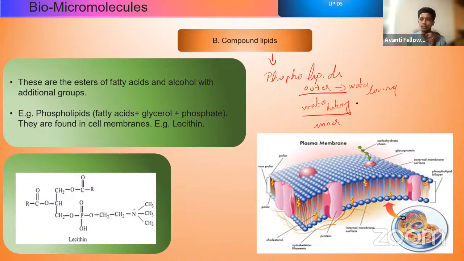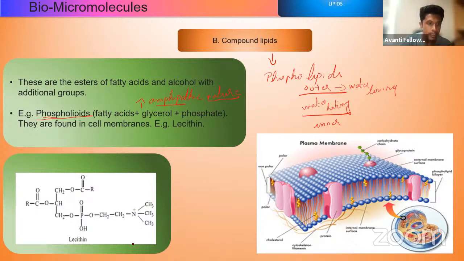In compound lipids, one of the important lipids are phospholipids, and phospholipids are quite important in our biological system because of their amphipathic nature. What is amphipathic nature? That means this particular lipid molecule behaves like an amphibian. That means it is both water loving and it is also water hating.